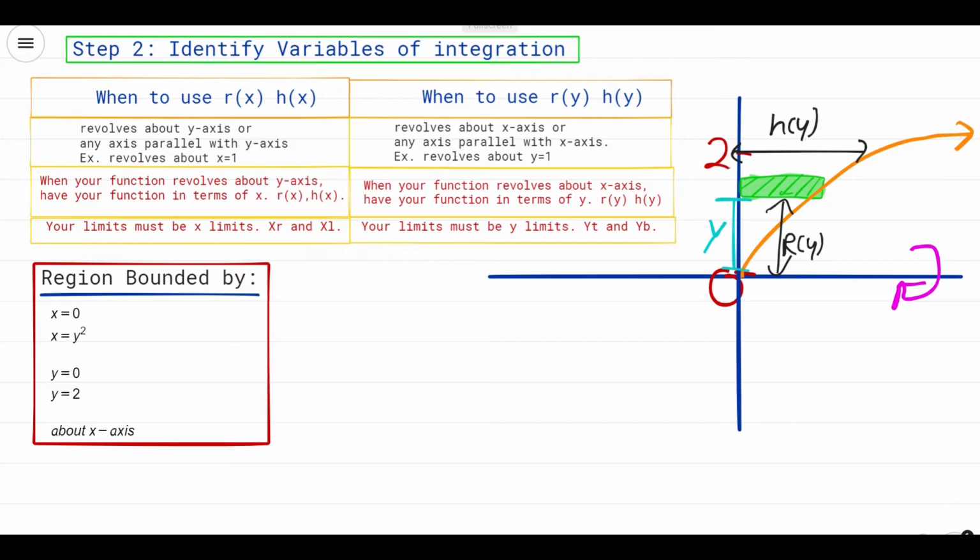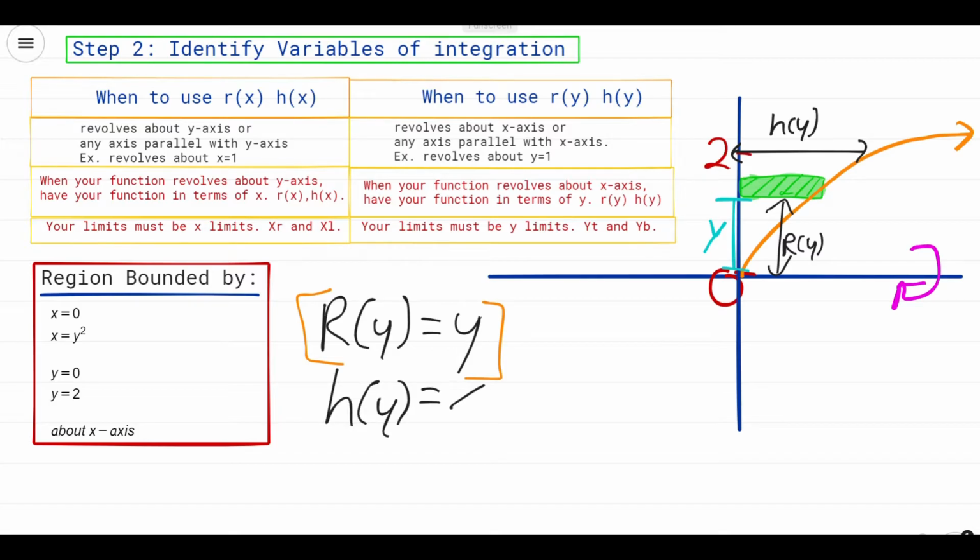If it was x equals 1, then it would be y minus 1. That would be our r of y. So in this case, our r of y is equal to y. Our h of y is equal to x, and our h of y, x, is equal to y squared.